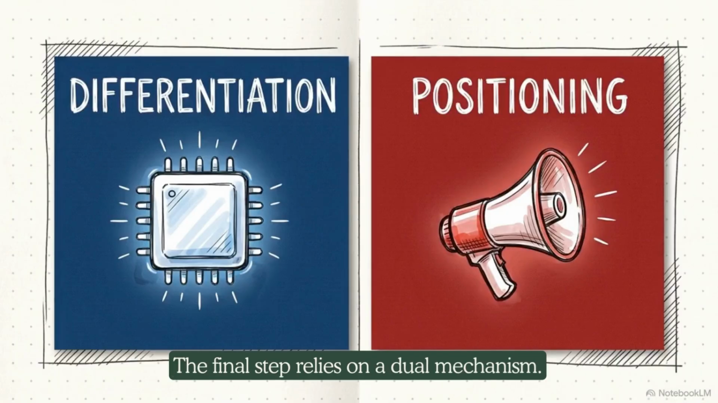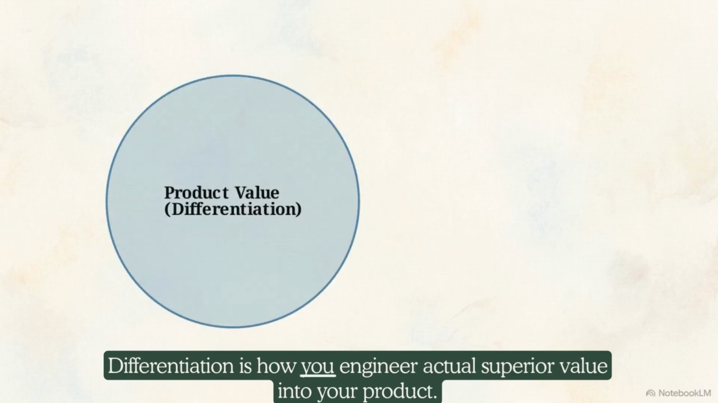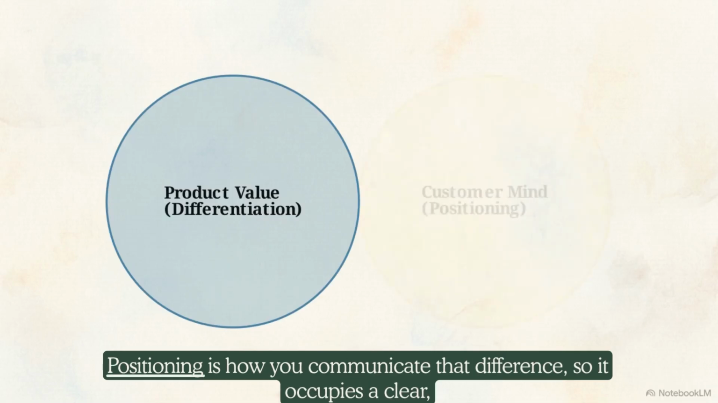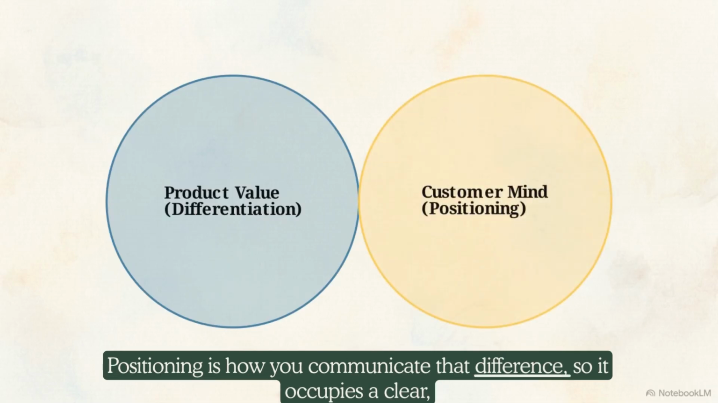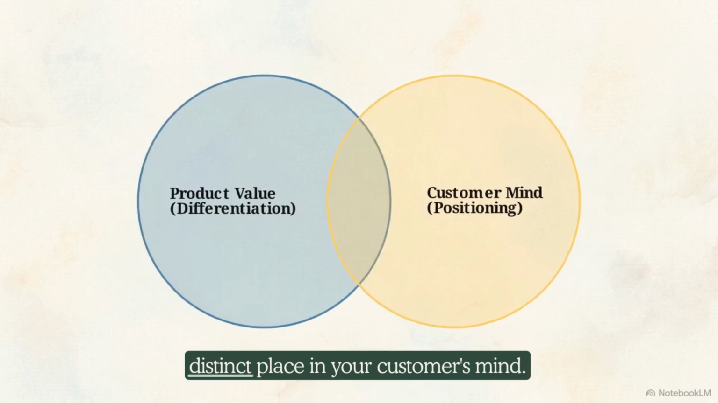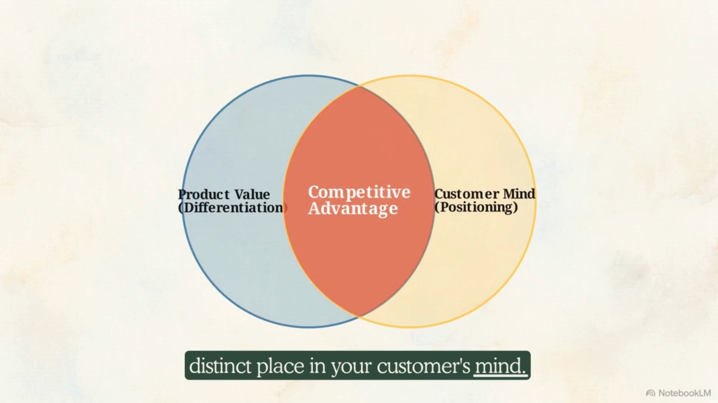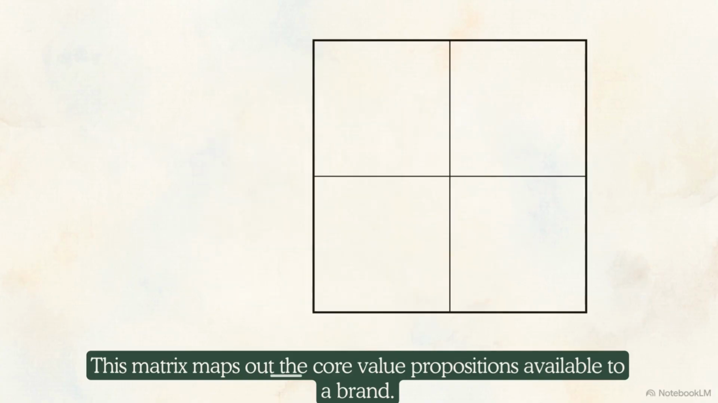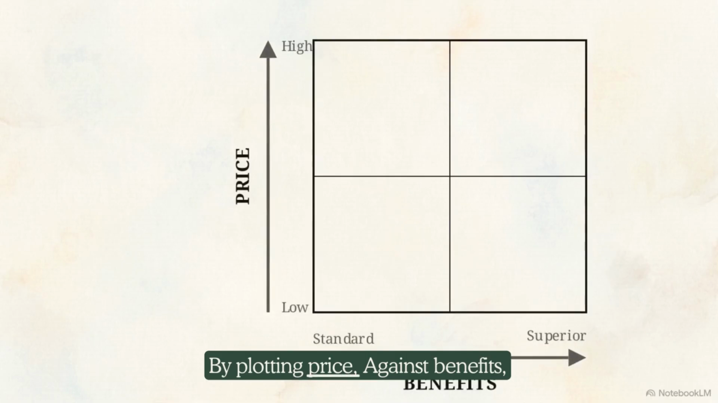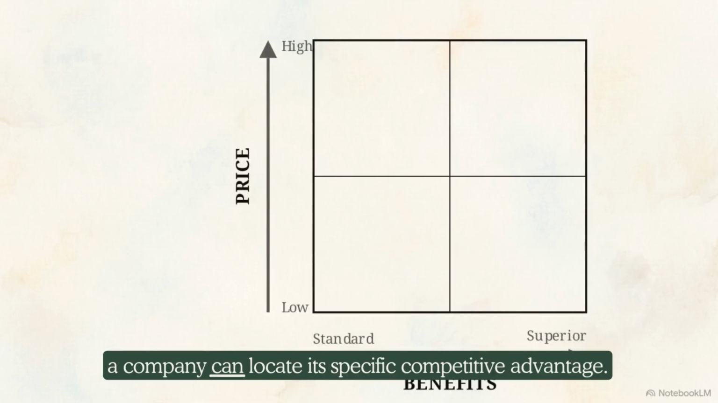You have your audience. The final step relies on a dual mechanism. Differentiation is how you engineer actual superior value into your product. Positioning is how you communicate that difference, so it occupies a clear, distinct place in your customer's mind. This matrix maps out the core value propositions available to a brand. By plotting price against benefits, a company can locate its specific competitive advantage.